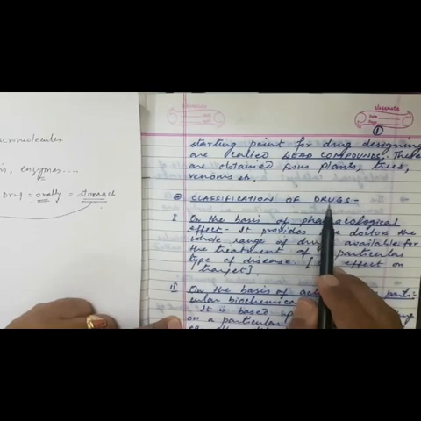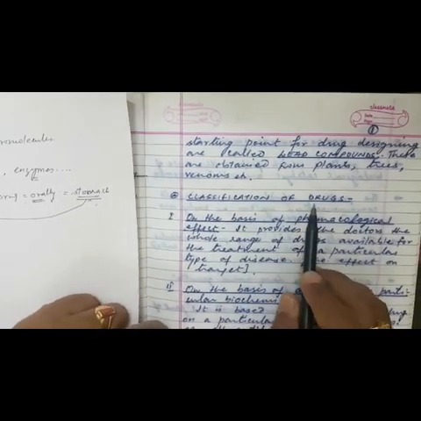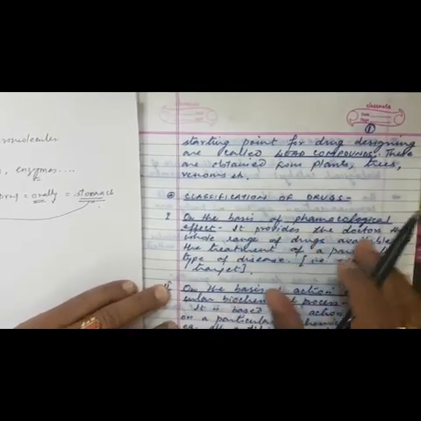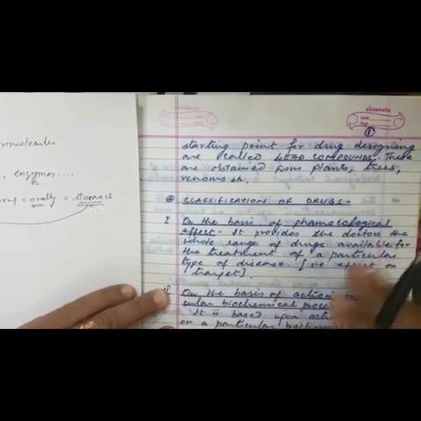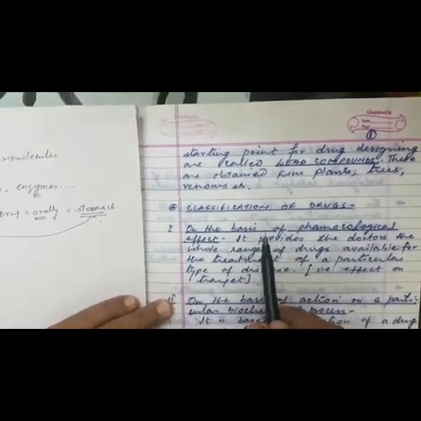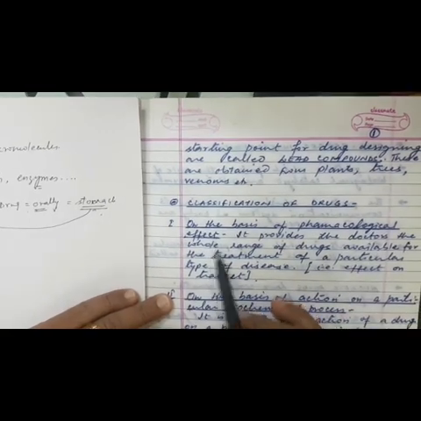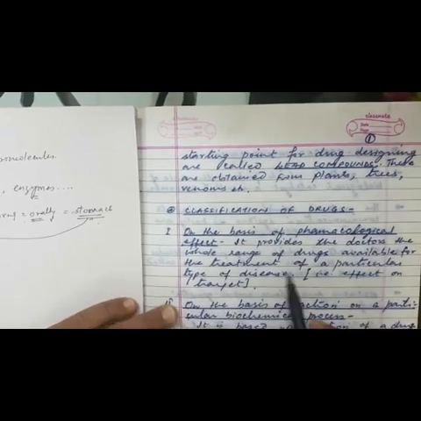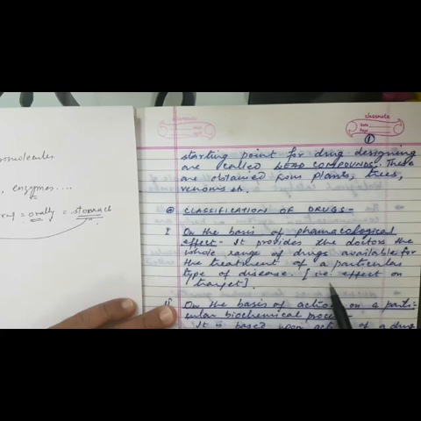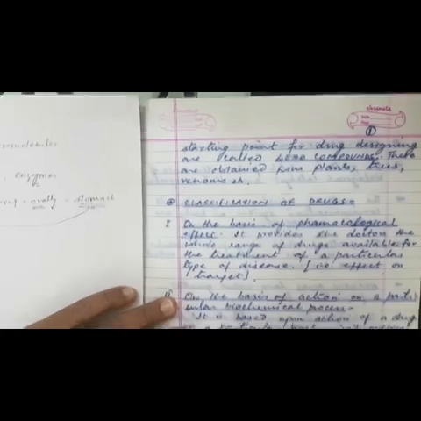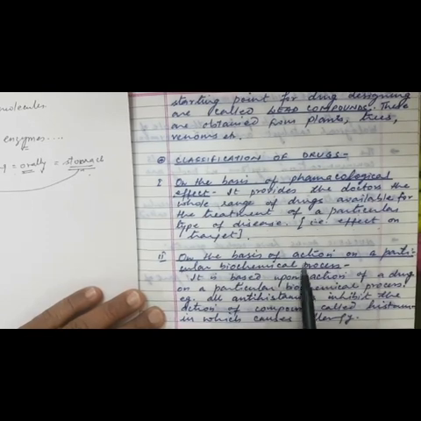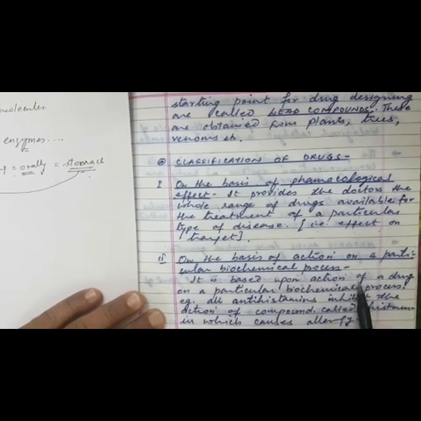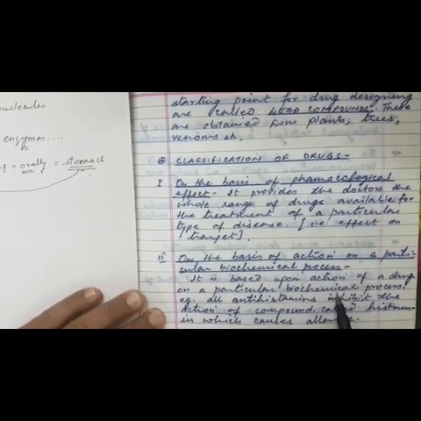Now, classification of a drug. This information is very important for a doctor so that he can decide which type of drug should be provided to a patient. First classification is on the basis of pharmacological effect. It provides the doctors the whole range of drugs available for the treatment of a particular type of disease, that is, the effect on a particular target. Second, on the basis of action on a particular biochemical process. It is based upon the action of a drug on a particular biochemical process.